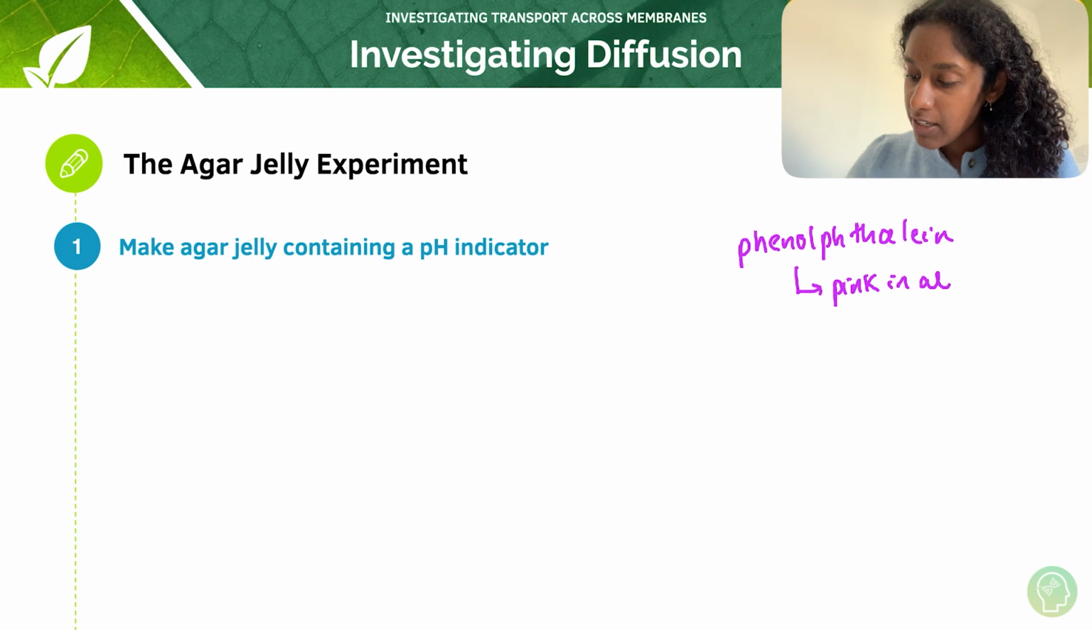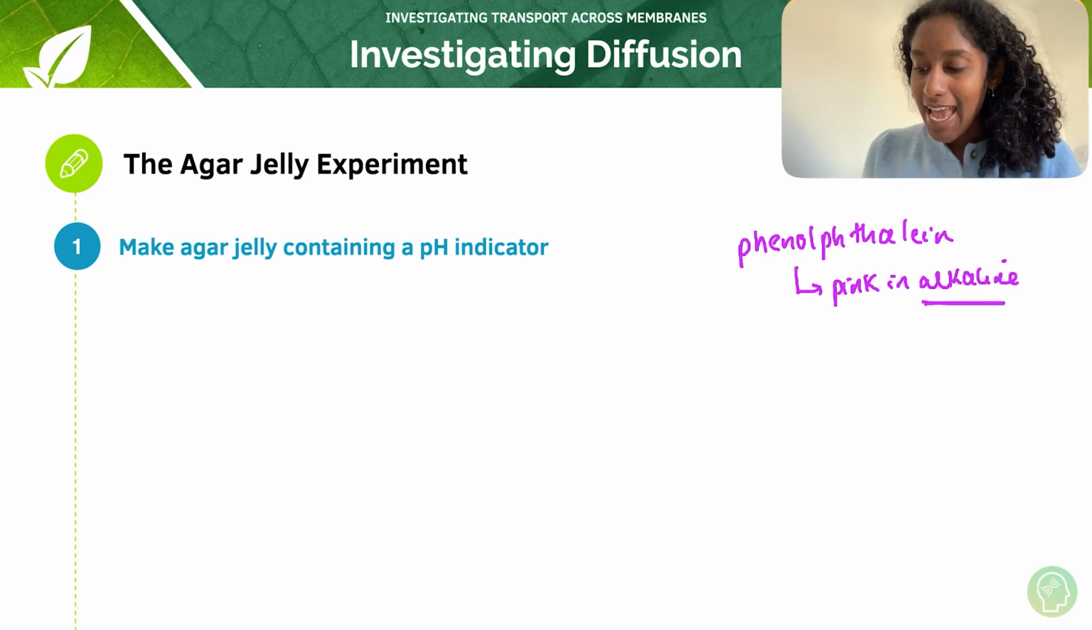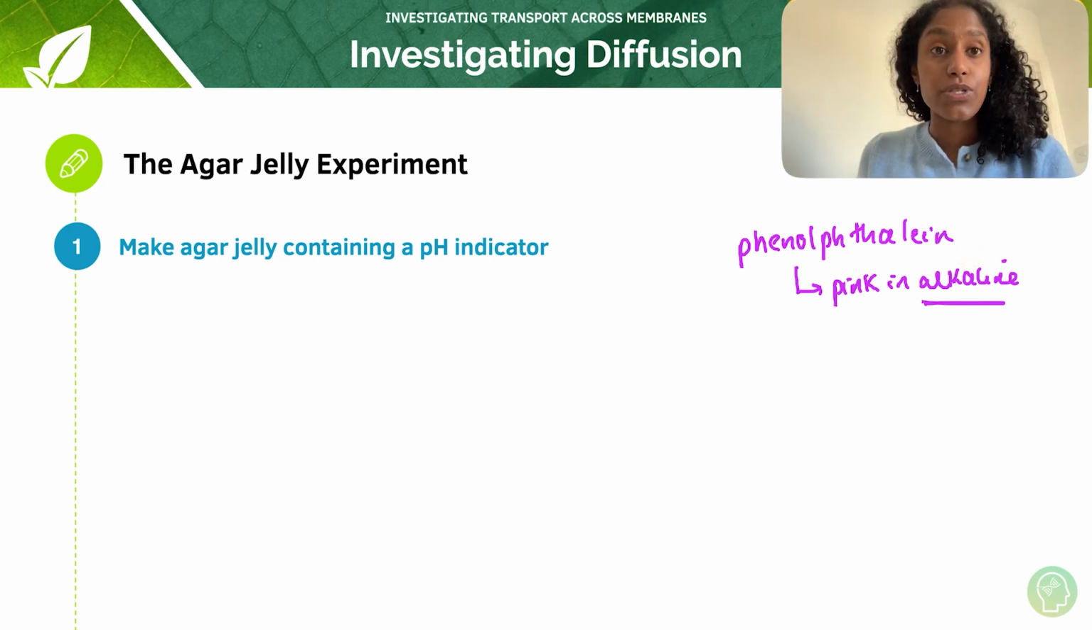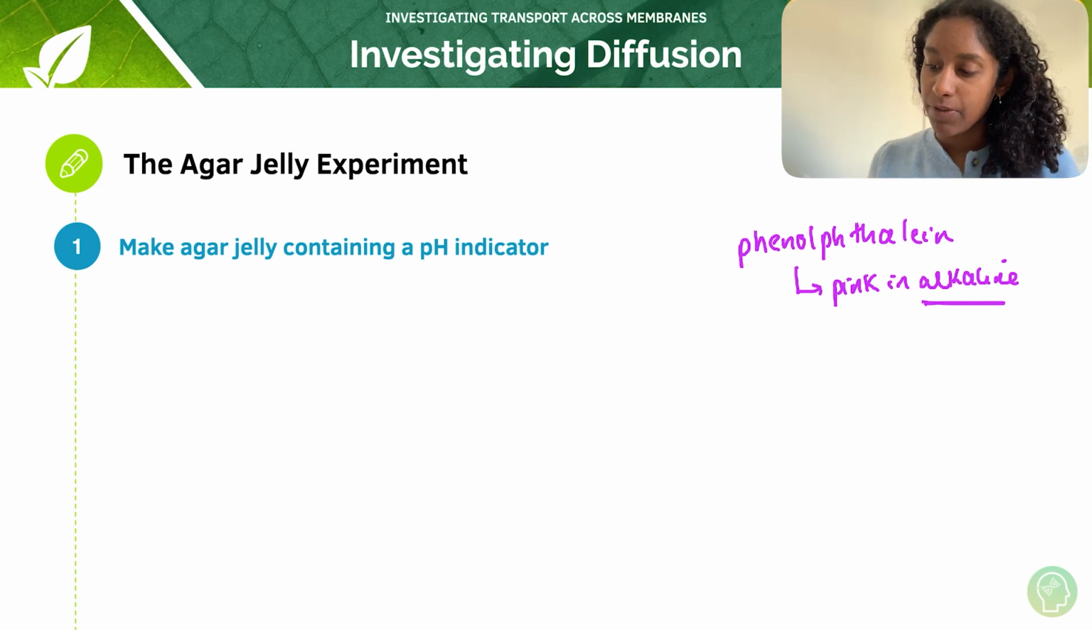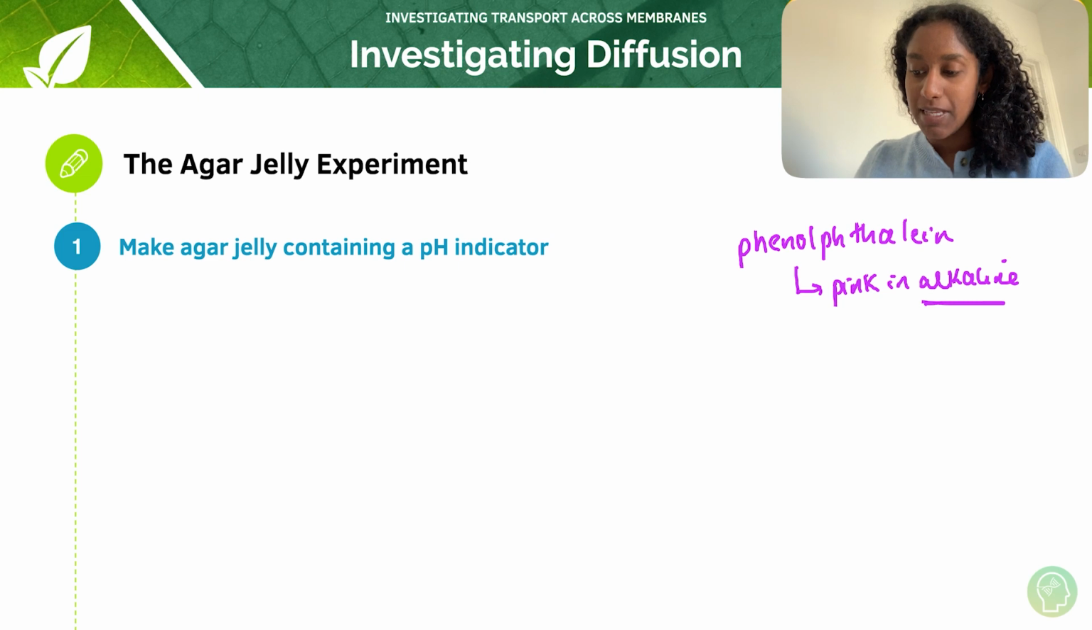in alkaline solutions. So your agar jelly contains this phenolphthalein and also sodium hydroxide. Remember, phenolphthalein is that pH indicator that turns pink in alkaline solutions. So that's what's in your agar jelly. You then cut your agar jelly into equal sized cubes and place it into dilute hydrochloric acid.